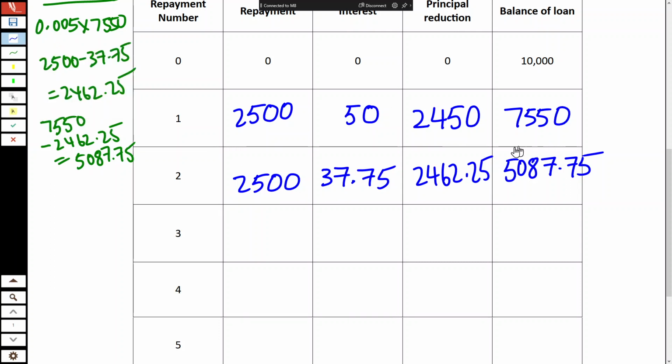All right, so this is what this number means. I've made 2 payments. Now I owe the bank $5,087.75. The repayments continue. So my regular repayment is $2.5 grand, so I'll pay back 2,500. Now the bank charges interest at the start of the month, at a rate of 0.5% per month on this amount.